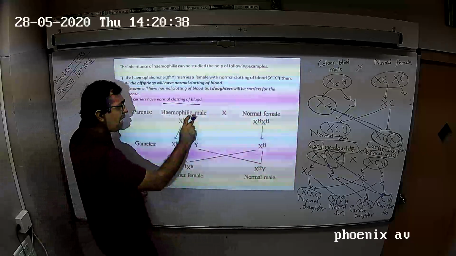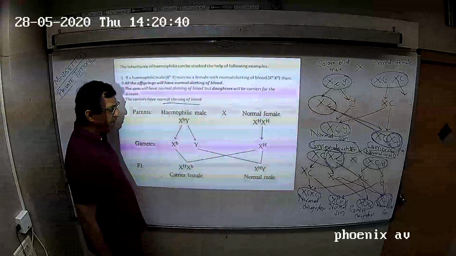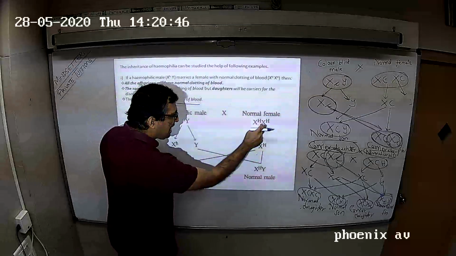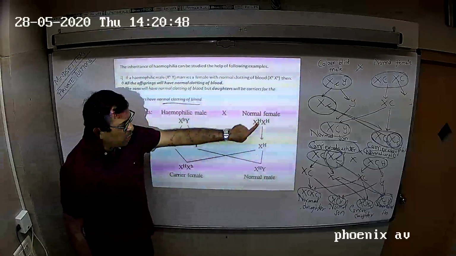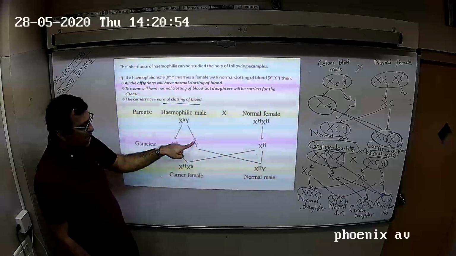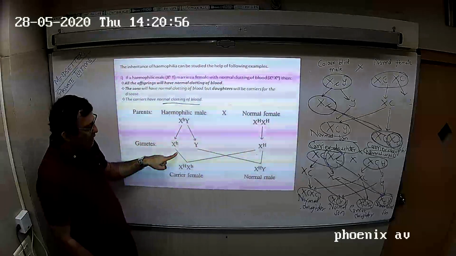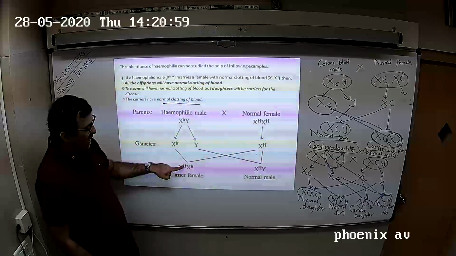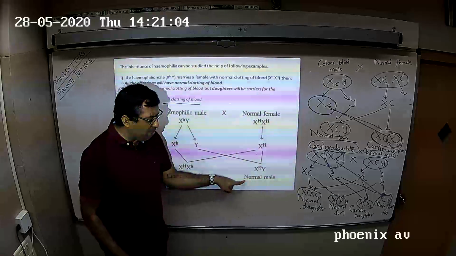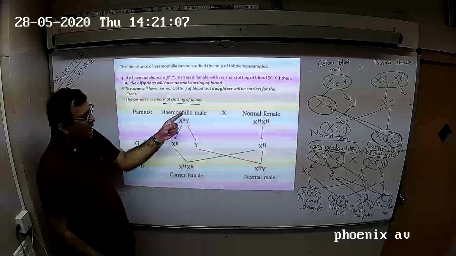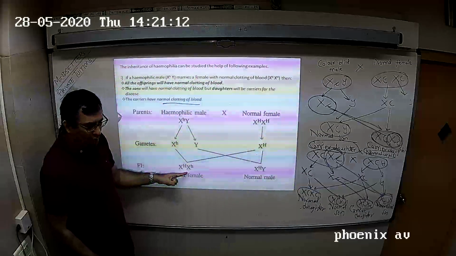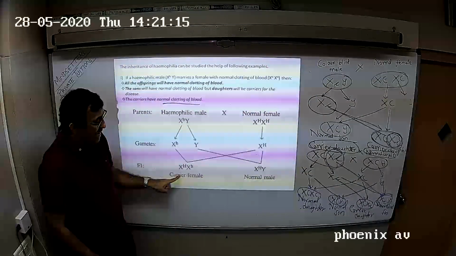Suppose a hemophilic male marries a normal female. Hemophilic male is X small h Y, normal female is X capital H X capital H. Which gametes will be formed? X capital H. And from the male, which gametes will be formed? X small h and Y. Now X small h and X capital H becomes a carrier female, and X capital H Y becomes a normal male. So the hemophilic male has passed his X small h to his daughter, and she will become a carrier.